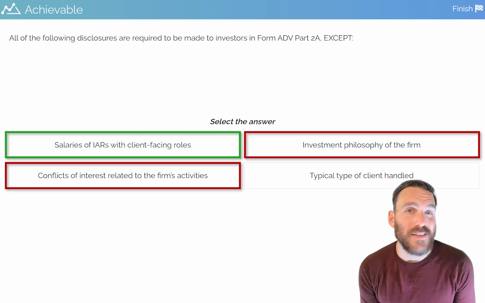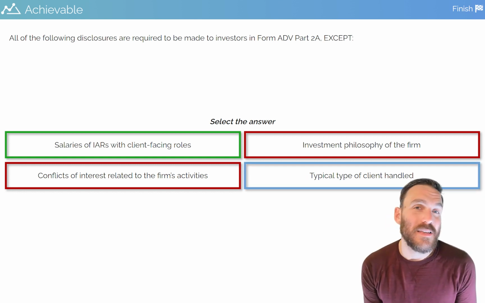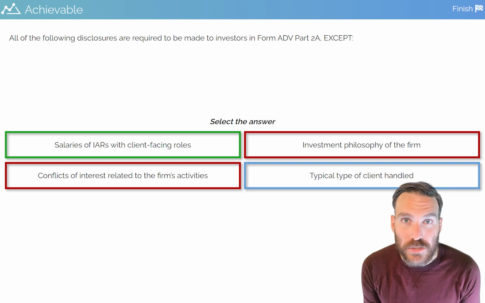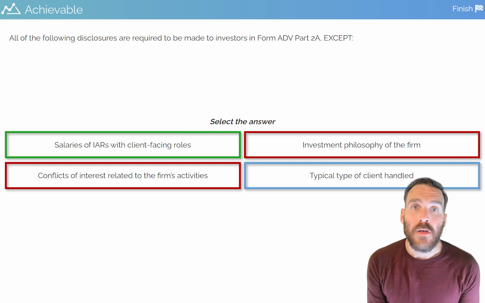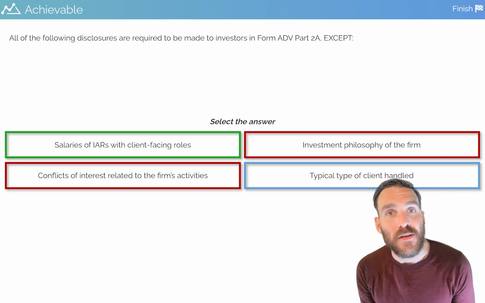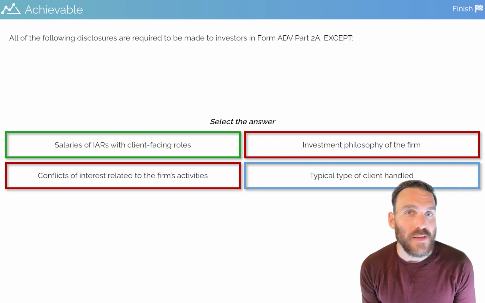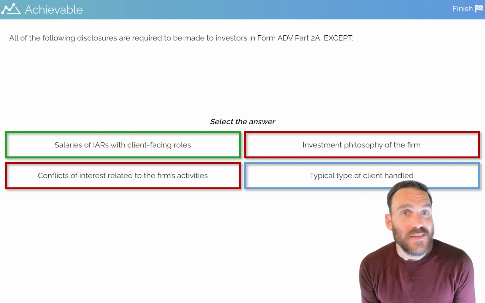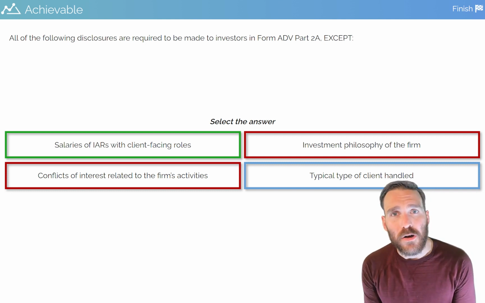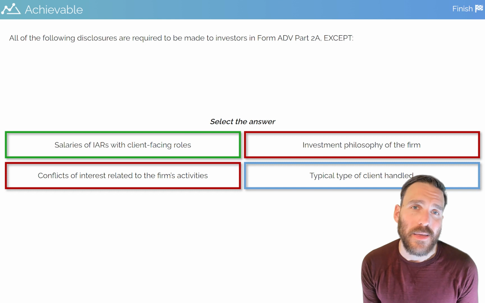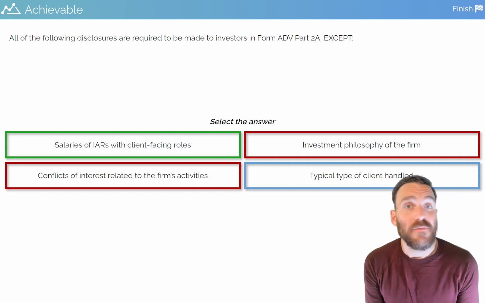And the last one, the typical type of client handled. Yes, this is also disclosed. Does the advisor typically handle large institutional clients? Do they handle wealthier clients? Do they handle smaller individual clients that maybe don't have a ton to invest? This is disclosed in the brochure so that clients know what type of advisor they're dealing with. And yes, advisors typically specialize in these areas. Advisors working with large institutions are probably unlikely to work with small investors with not a ton of money to invest into the market, and vice versa.